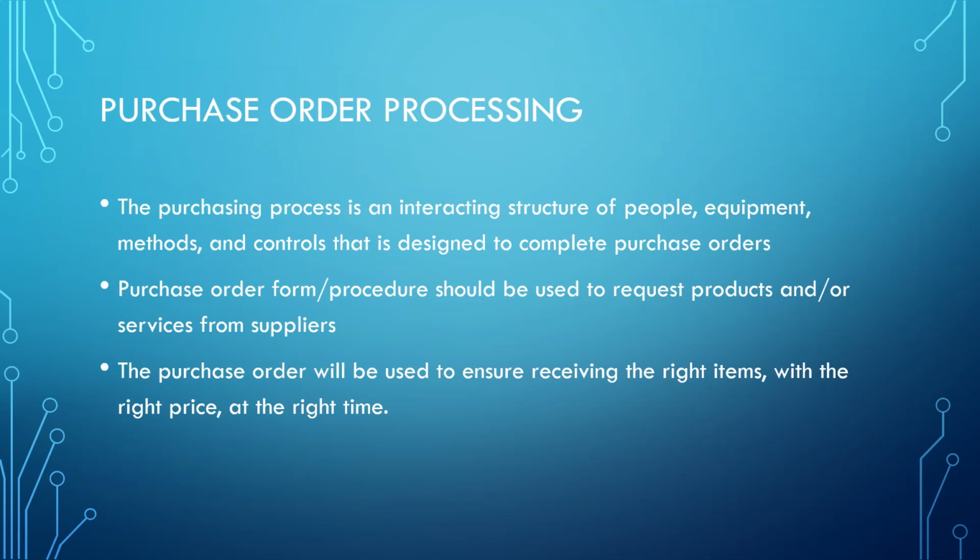One of the major operations connecting the firm with their supplier is purchase order processing. How do we do that? Through purchase order processing. The purchasing process is an interacting structure of people, equipment, methods, and controls that is designed to complete purchase orders. A purchase order form or procedure should be used to request products and or services from suppliers. The purchase order will be used to ensure receiving the right items at the right price at the right time.